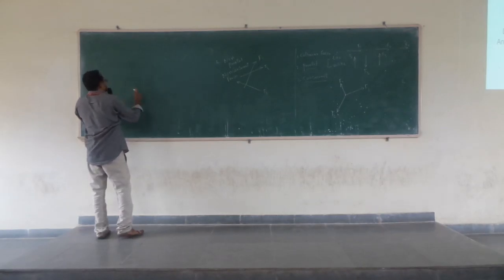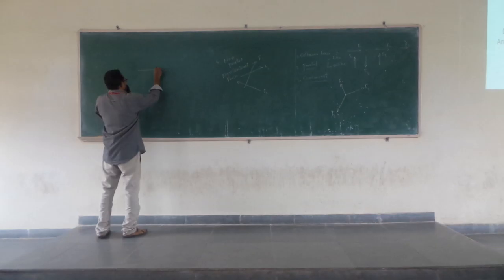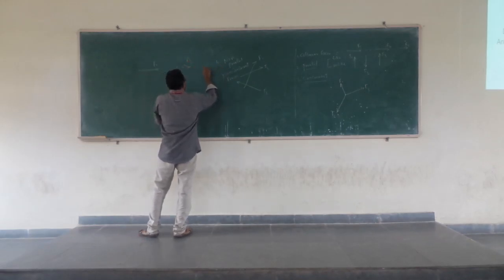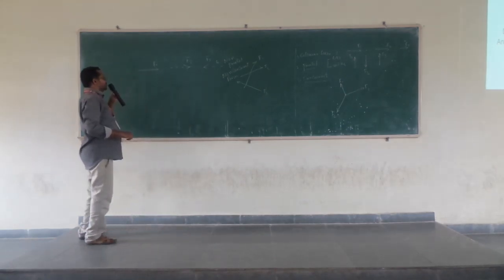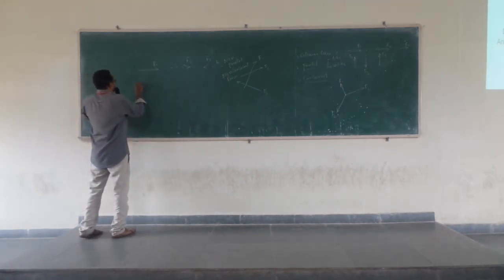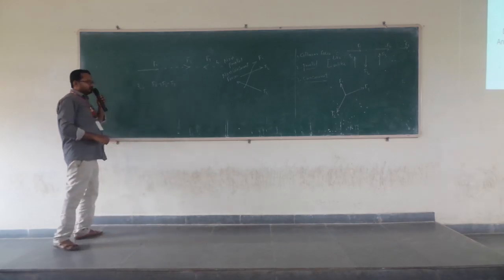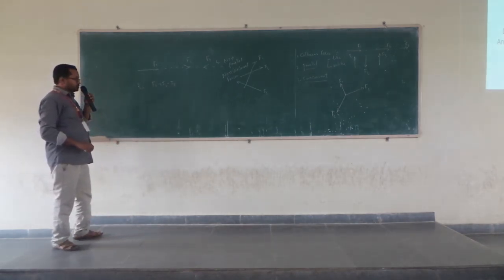We can see one example here. This is F1, in the same line another force is lying, F2, and in the same line, this is F3, which is acting opposite to these two forces. Then the resultant force R is equal to F1 plus F2 minus F3. This is called the resultant force of these collinear forces.